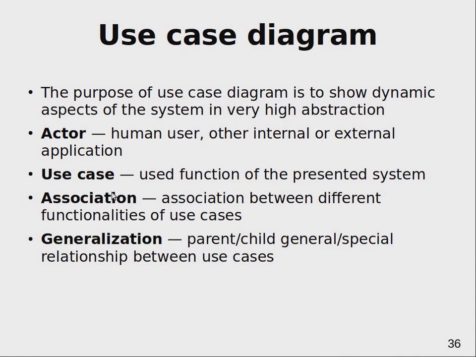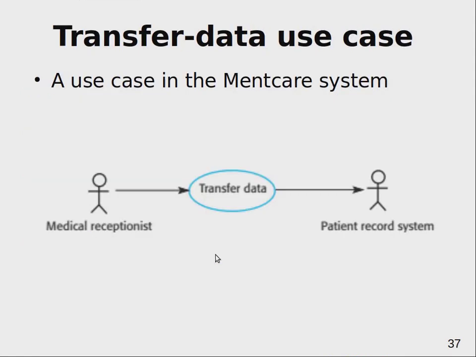And association and generalization is the same thing that I already described to you for static structure and class diagrams particularly. So just a line means association, a line with a closed triangle at the end means that on the end of the triangle it's the more general thing, and on the other end it's the more specific thing. And here is one example. You have a sticky man or actor who uses part of your system to transfer data, and then another actor retrieves or receives this data.